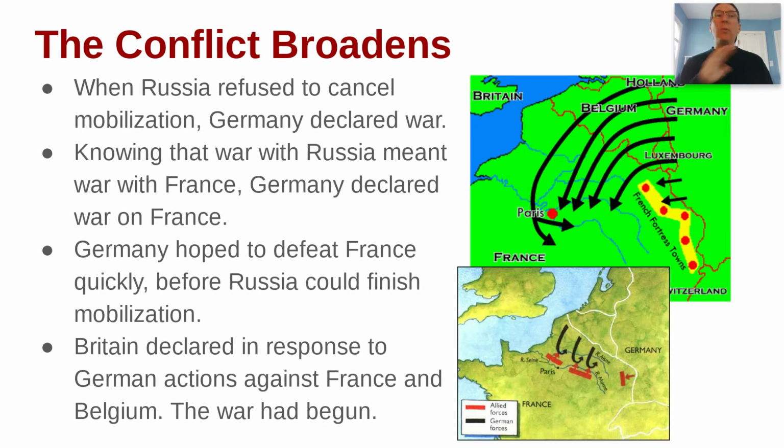Germany tells Russia, we need you to stop mobilizing. Russia refuses, so Germany declares war. None of this mobilize but not declare war stuff. No, Germany says, if we're going to have a war, we're going to have a war. Let's do it. So Germany declares war. But Germany knows of Russia's alliance with France. And they know that if they declare war on Russia, France is going to get involved. So let's declare war on France too. Let's just get that out of the way as well.